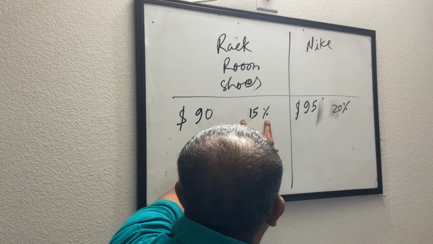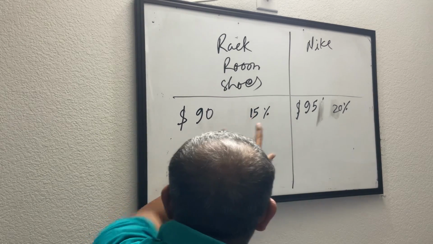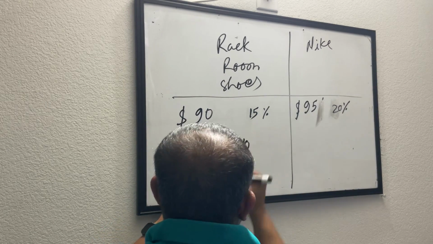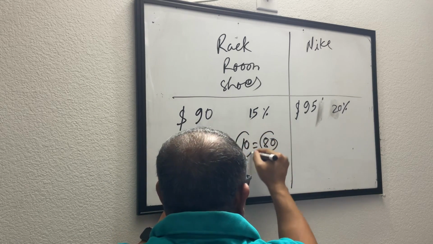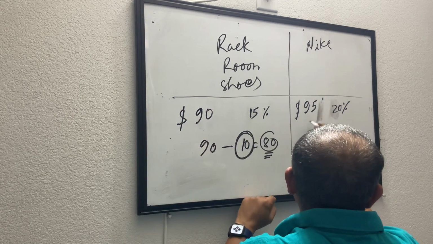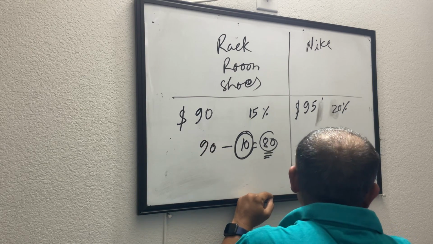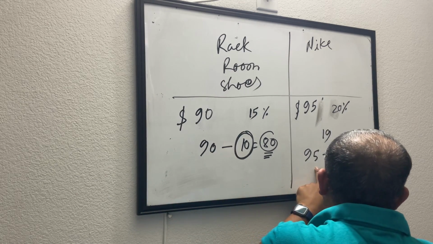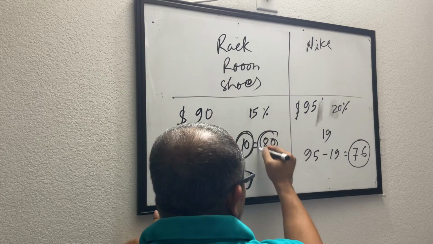After 15% discount. Meaning there's some discount. How much is that discount? 15% of the price. Let's say that 15% of the price is $10. So here I am buying it for 90 minus 10. This is what I have to pay. So I have to calculate how much is 15%, then you'll know I have to pay $80 here. Here let's say 20% of this is $19. So I'm paying 95 minus 19, which is 76. So here I am paying 76, here I am paying $80.